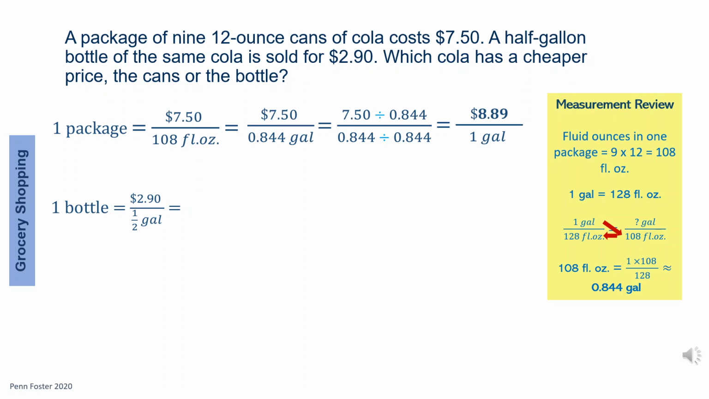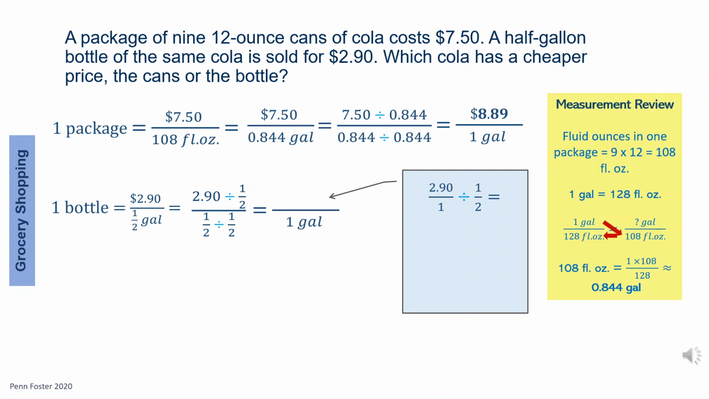Let's do similar steps for the bottle. Price goes on top and half gallon goes on the bottom. Divide both parts of the fraction by half. Now place 1 gallon in the denominator. Apply division rules to find the price. 1 gallon of bottled cola costs $5.80. Comparing both unit prices, most customers will go with the bottled cola.